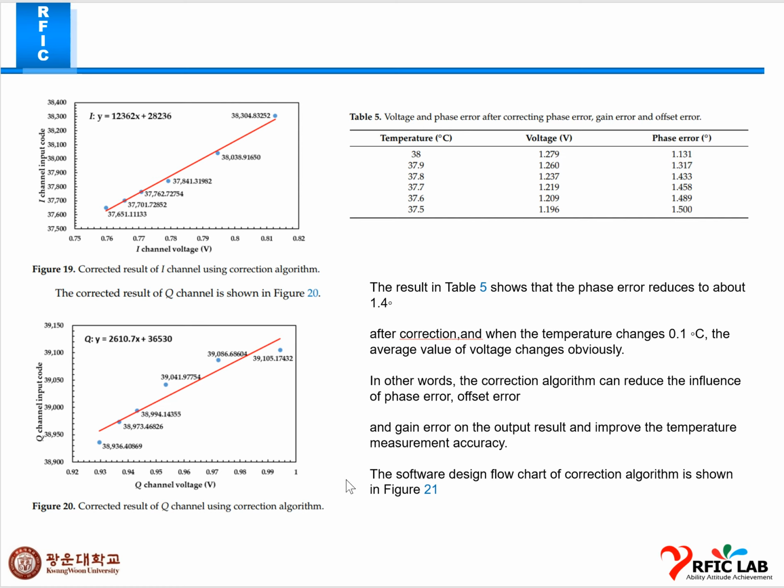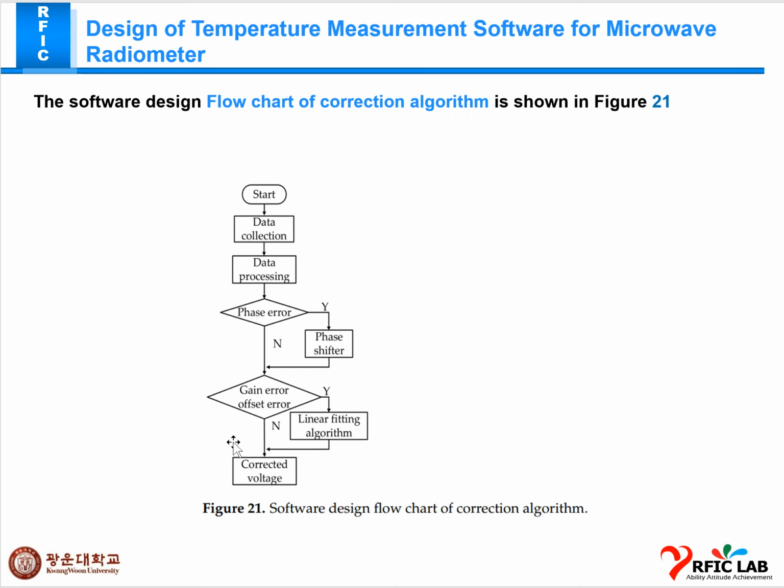As I said before, after using this correction algorithm, the temperature changes to 0.1 degree Celsius, and it reduces the influence of phase error and offset error, and it improves the temperature measurement accuracy. After that, I'm going to explain one.